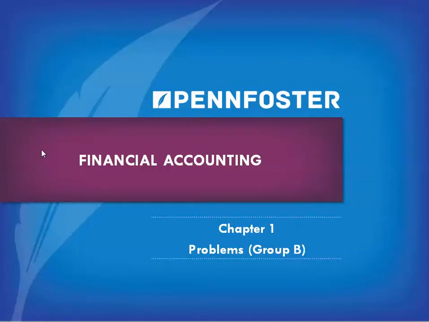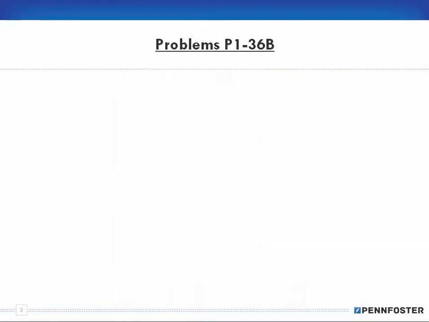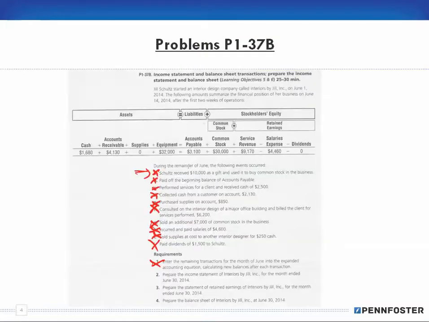Okay, and welcome back, students who are taking financial accounting. And we're working on the Chapter 1 problems, Group B, and we are still working on problem number 37. Let me get down there. All right, we're still working on 1-37B, and we had finished in the last video the preparation of the income statement, so that's done. Right?